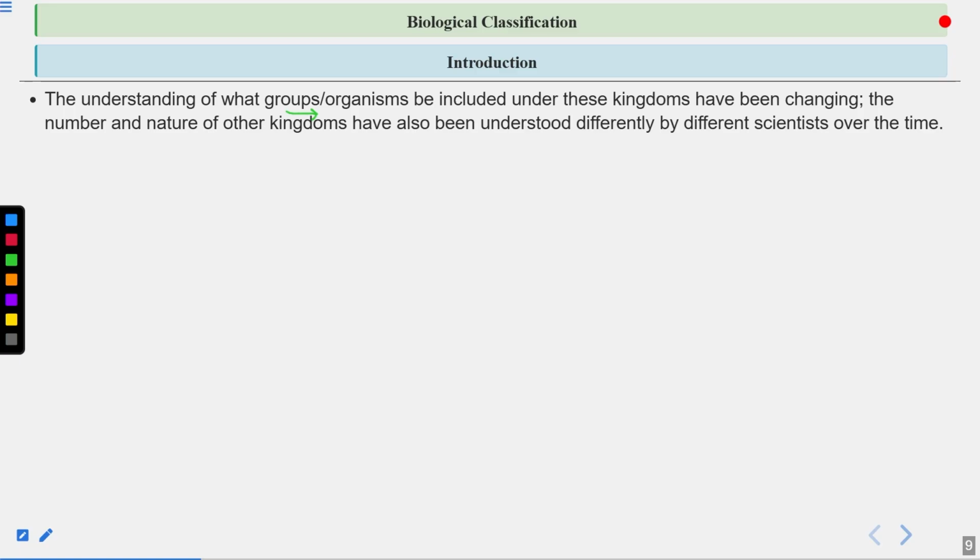Now, which organism should be placed in which group? This depends on the scientist, or the perspective of the scientist. Different scientists use different criteria to group these organisms, and their perspective, their thinking, is also different. So this is also one of the reasons for the change in the classification system: how the scientist is looking at a particular organism, or which criteria they are following for placing the organism into different groups.